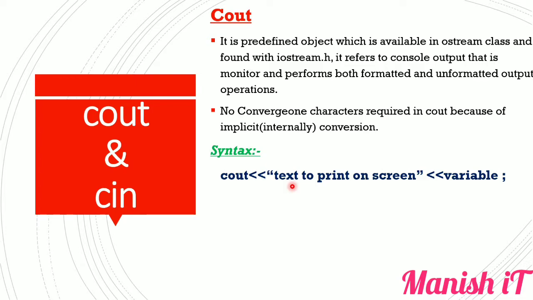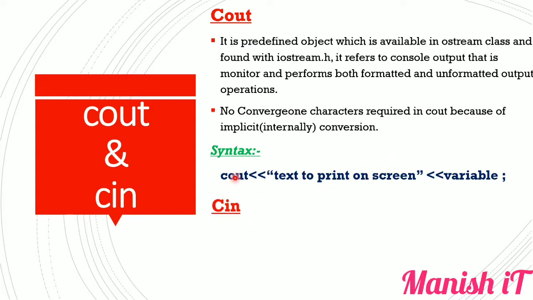So generally we are saying insertion operator, and the question is: how many times do we have to use this operator in one cout statement? There is no limitation, because C++ gives us the cascading property. So what is that cascading property? It refers to using more than one insertion or extraction operator. So what is the extraction operator, we will see.